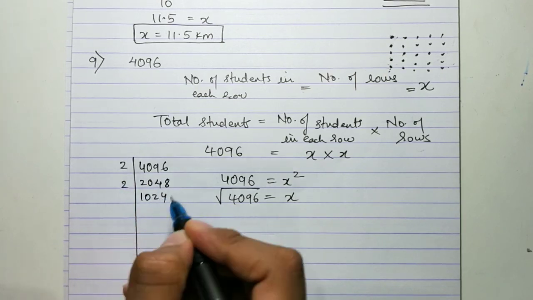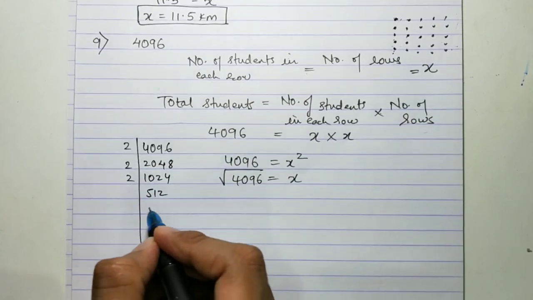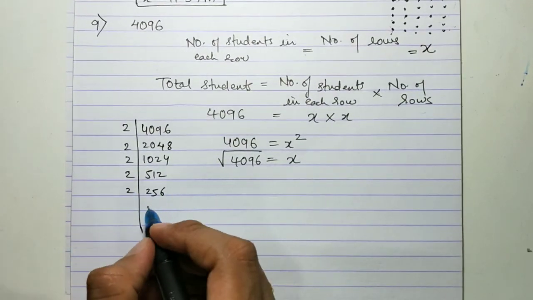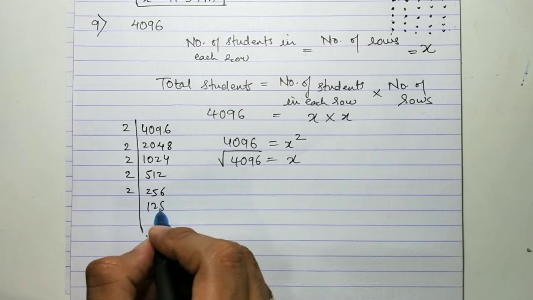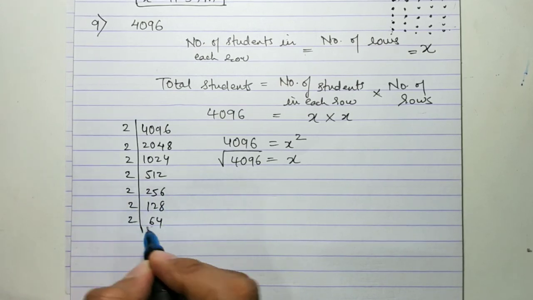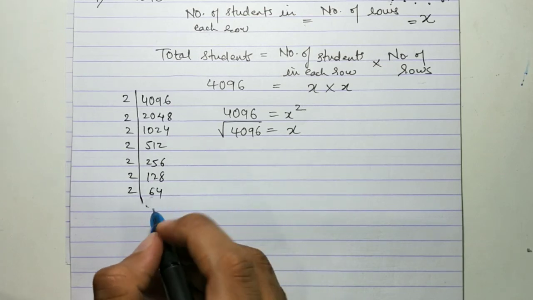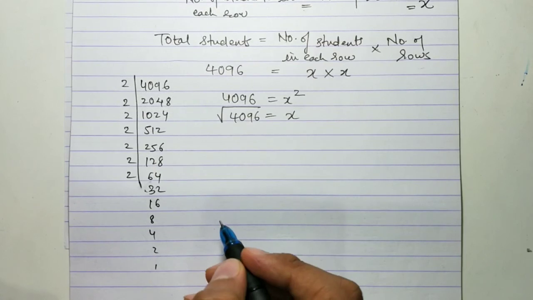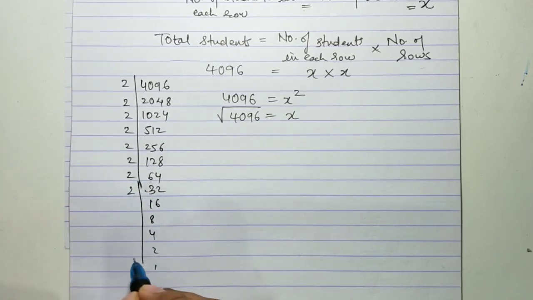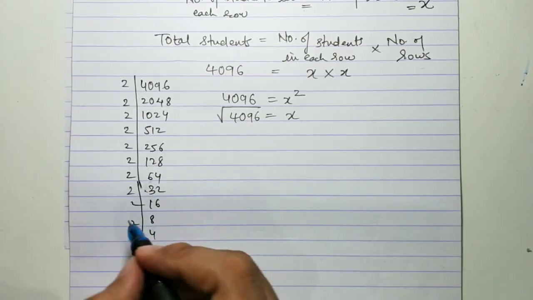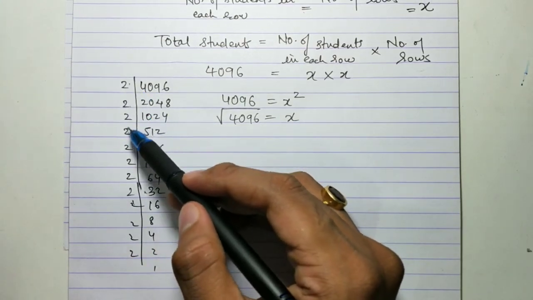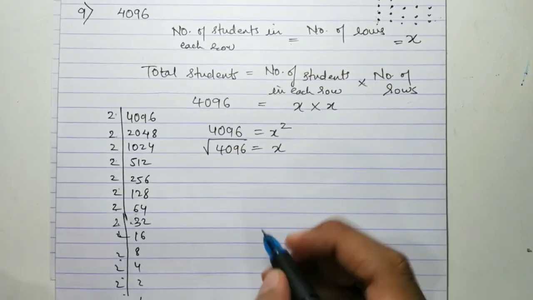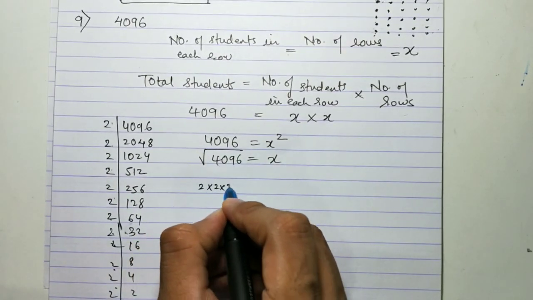Then 1024, 512, 256, 128, 64. A lot of 2's will come. 32, 16, 8, 4, 2, 1. Okay, so this many 2's will come. How many 2's are there? 1 2 3 4 5 6 7 8 9 10 11 12, 12 2's came. Okay, so right here 12 2's.